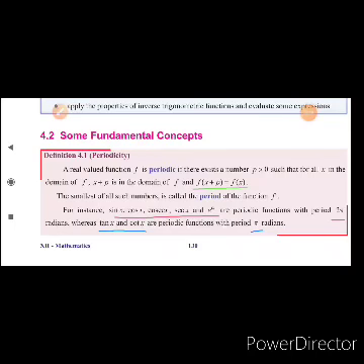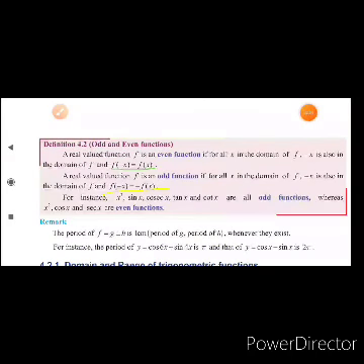Sin x, cos x, cosecant x, secant x and e power ix have period 2 pi, but tan x and cot x have period pi only. Now we see about odd and even functions.